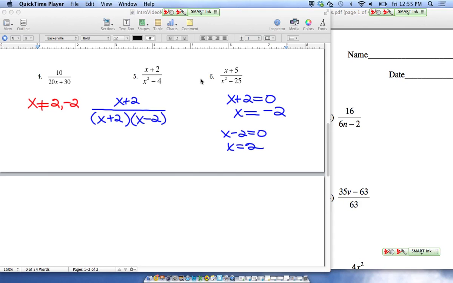So once I factor the denominator, decide which values are not allowed because they would cause division by 0, then I can come back and remove the factors that they share. And this would simplify as 1 over x minus 2. That would be my simplified answer.